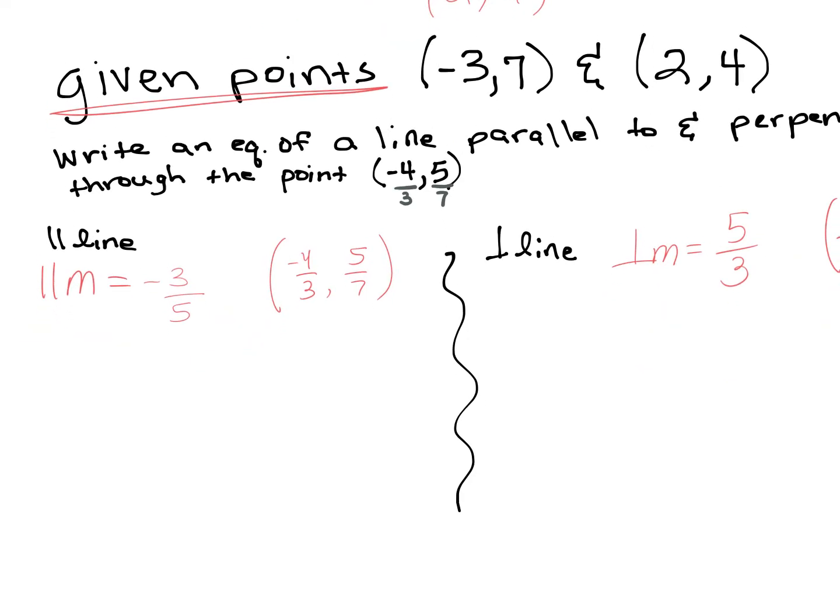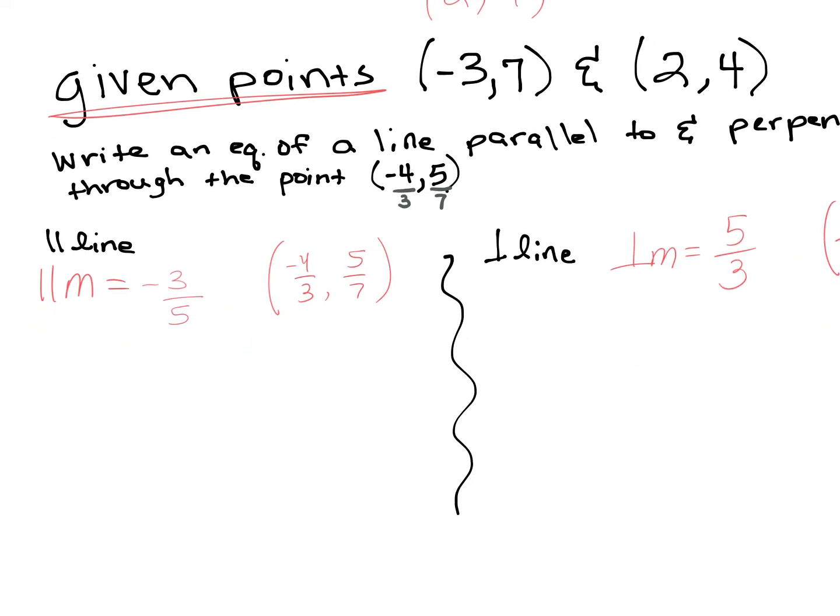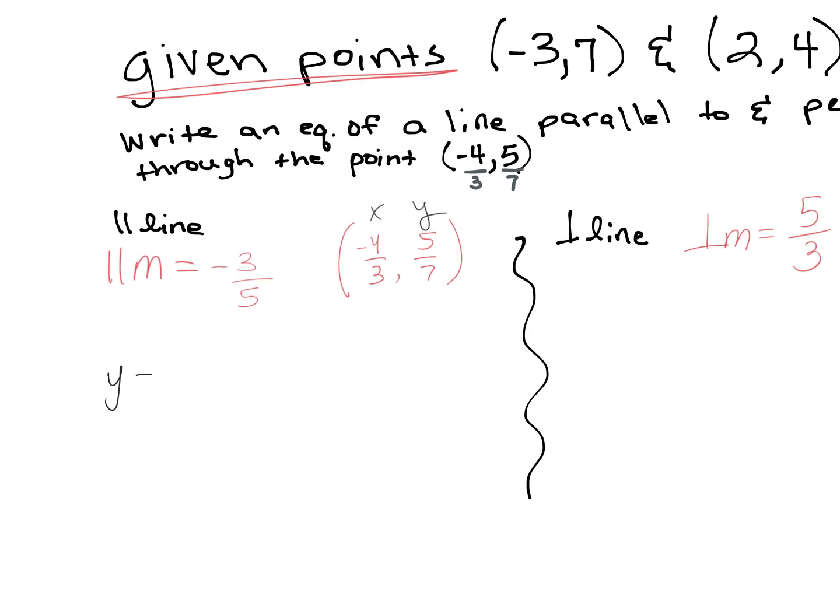So now the process is exactly the same. We're going to use our point slope form, throw it in, simplify. This is my x, this is my y. So I have y minus, what's the y value of the point that they gave us? 5 over 7 equals, what's the slope? Negative 3 over 5 times x minus. Well, if you have minus a negative, that becomes what? Plus, so plus 4/3.